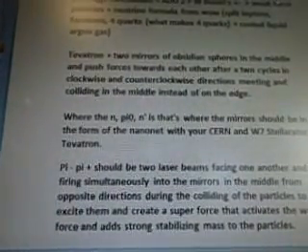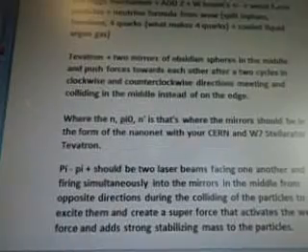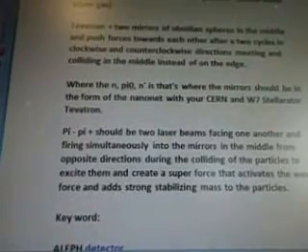Where the N, pi, O, N is, that's where the mirror should be in the form of the NONET with your CERN and W7 stellarator Tevatron. Where the N, pi, O, pi.